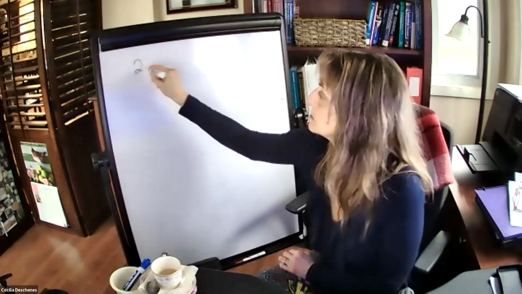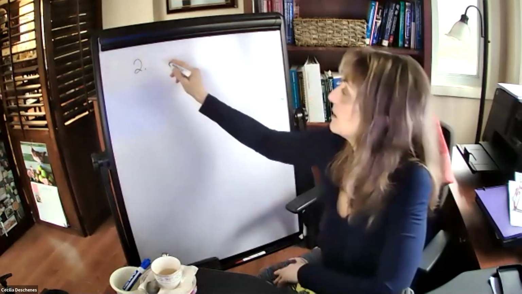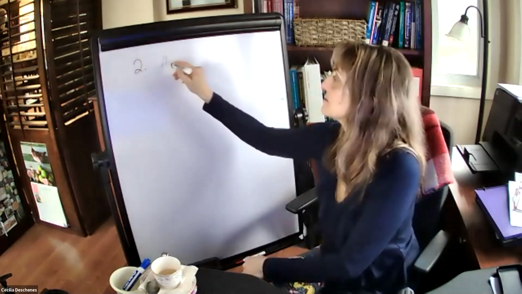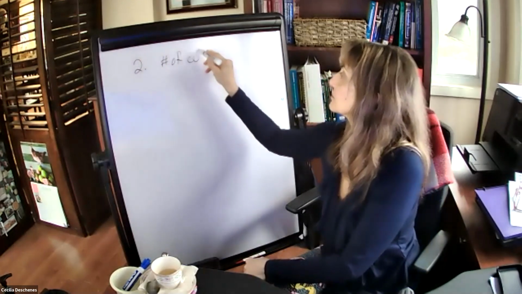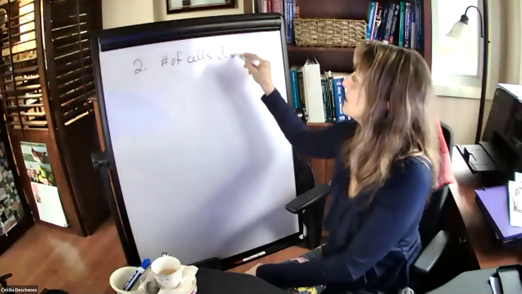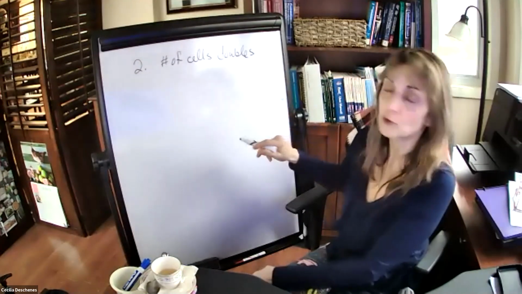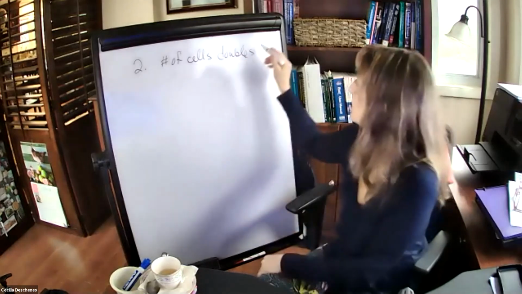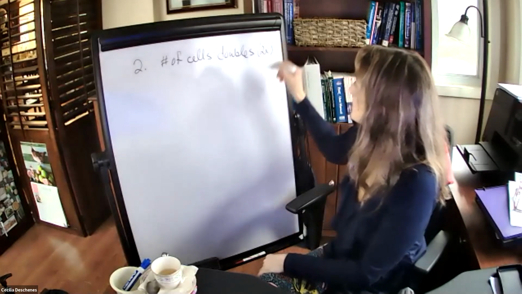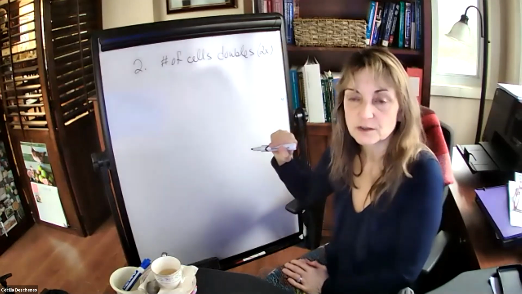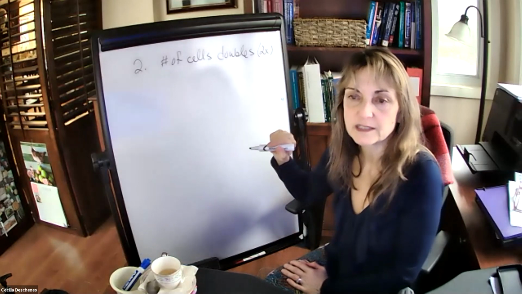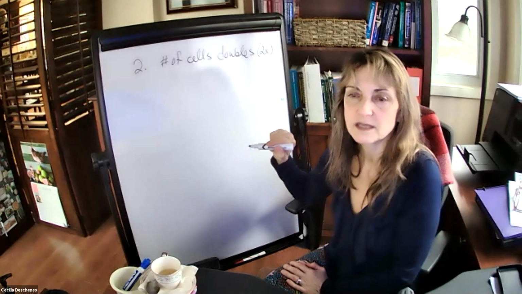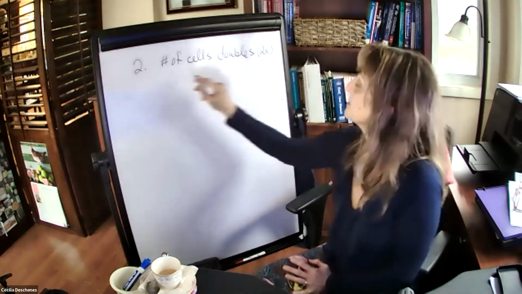So in number 2, the key thing is that it says the number of cells doubles. Now it could say triples, it could say quadruples, but when it says doubles, that means it's twice, right? So that means 2 times the original amount. We're told that it doubles in 20 minutes.